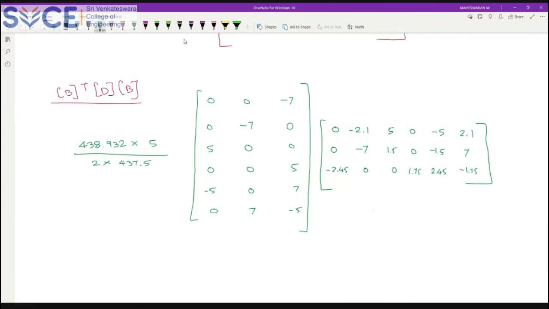So you know that this is 6 cross 3, and this is 3 cross 6. So when I multiply, I get a 6 cross 6 matrix. That will be your stiffness matrix, because you know your stiffness matrix K is B transpose D B. Along with that, you have to multiply with A into T. A into T is a common term. It doesn't matter. But B transpose DB is the main matrix we will be having.